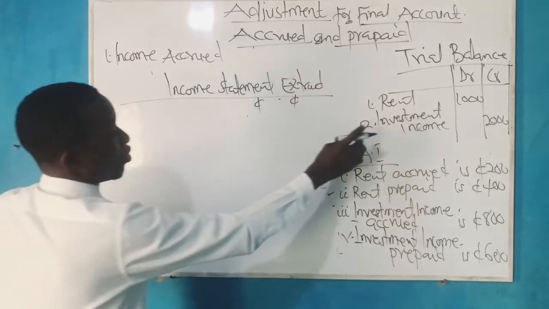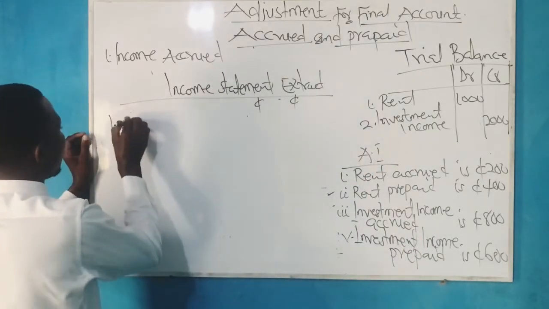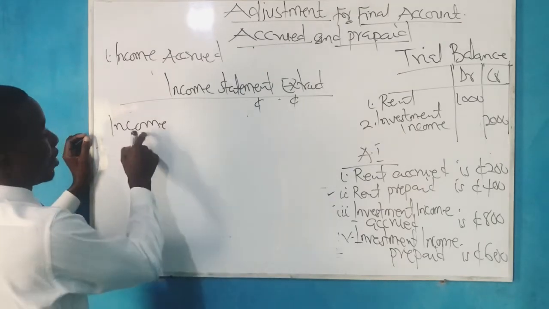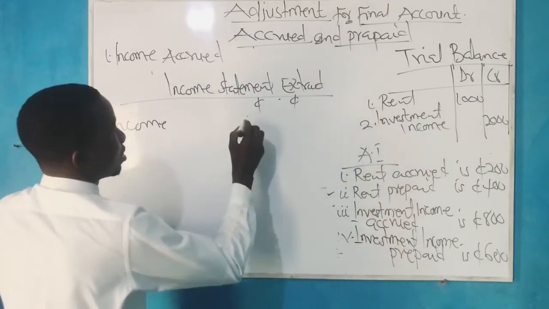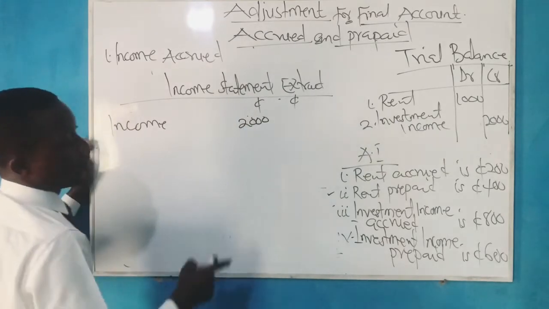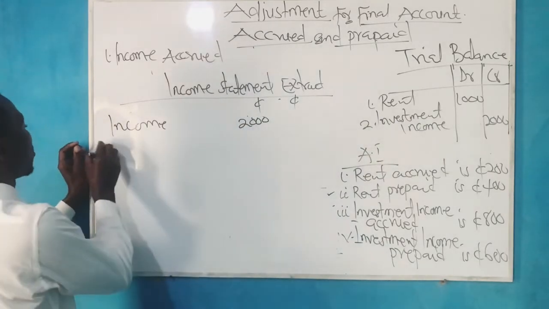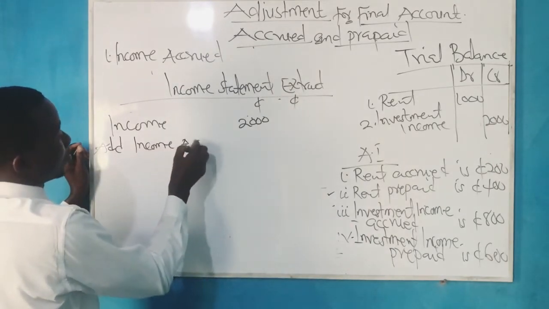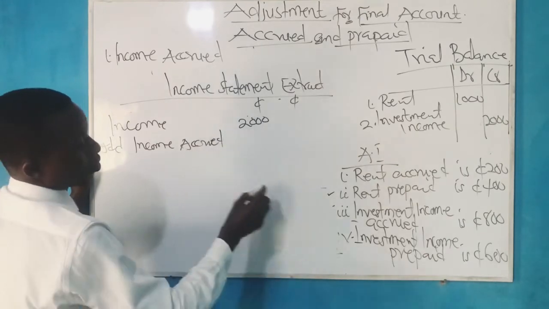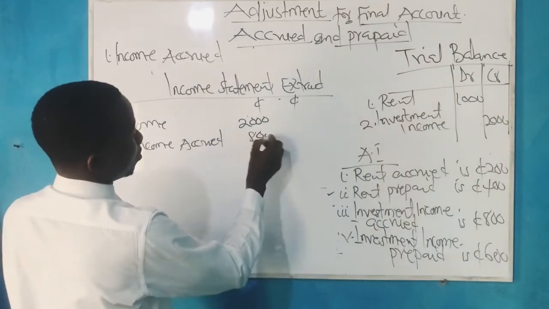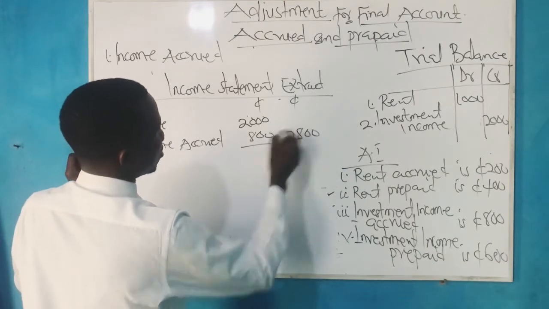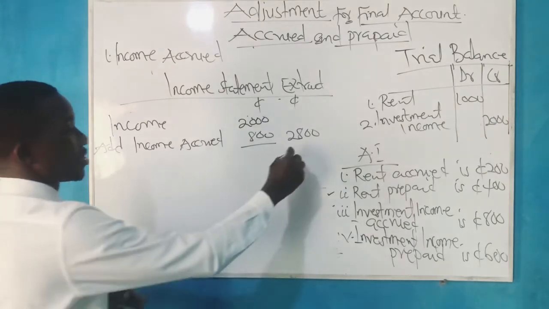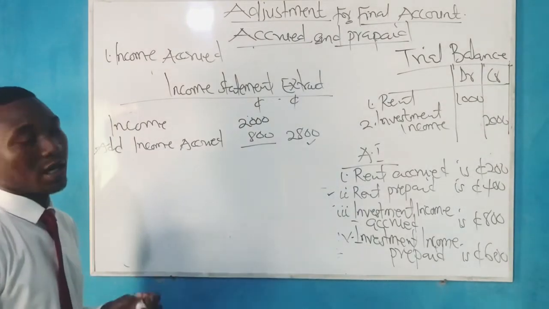Okay, so you have our investment income in the trial balance. This is an investment income, I'm referring to an amount of 2,000. Because it is an income accrued, we add it. So we add income accrued of 800. This will give us 2,800. Okay, so we'll be presenting this amount in the income statement.